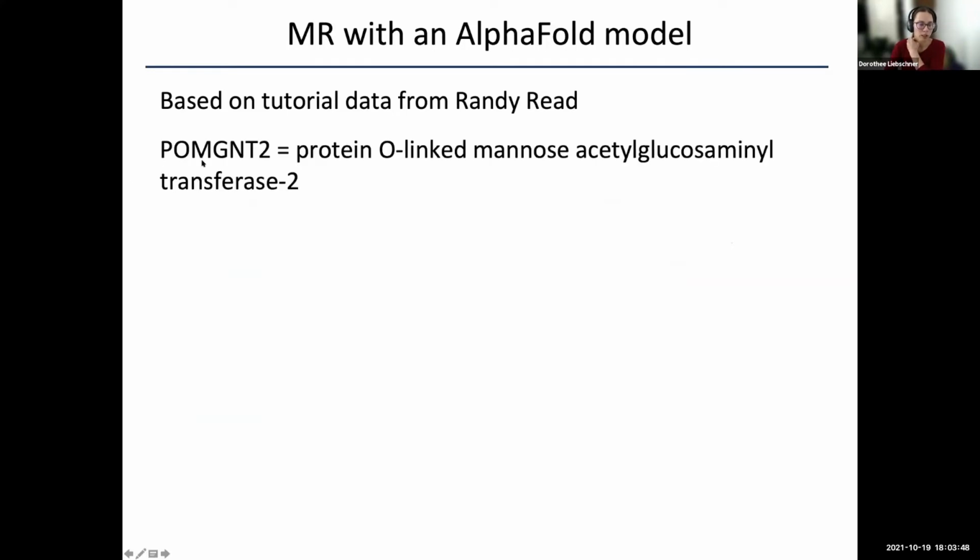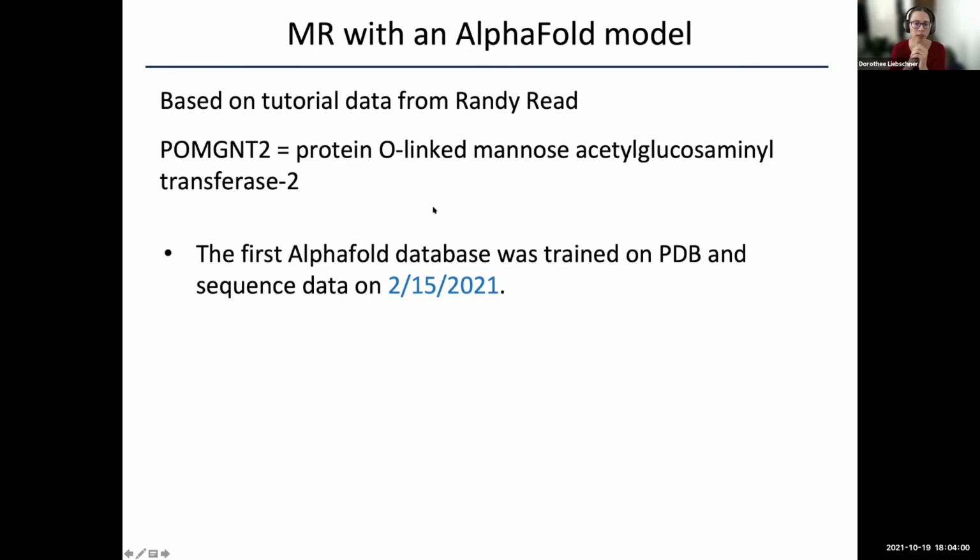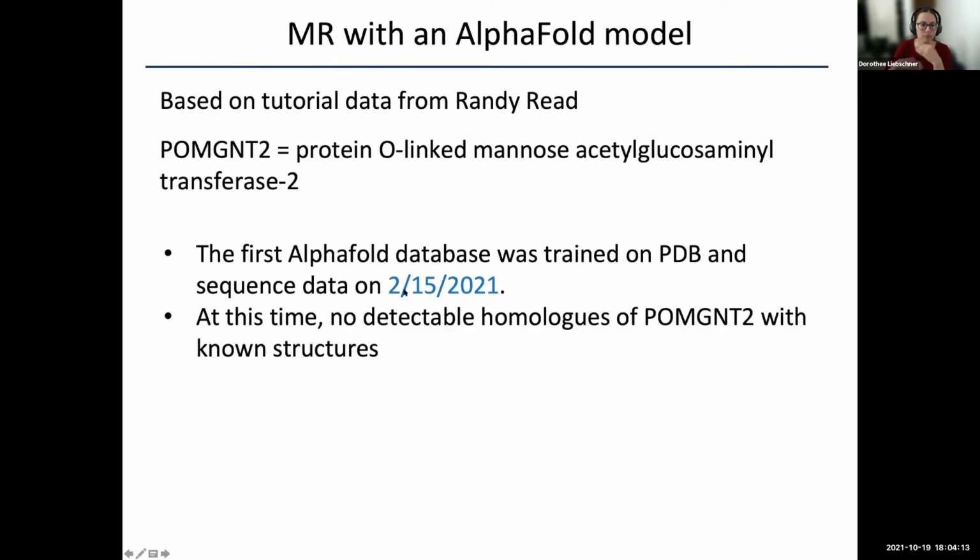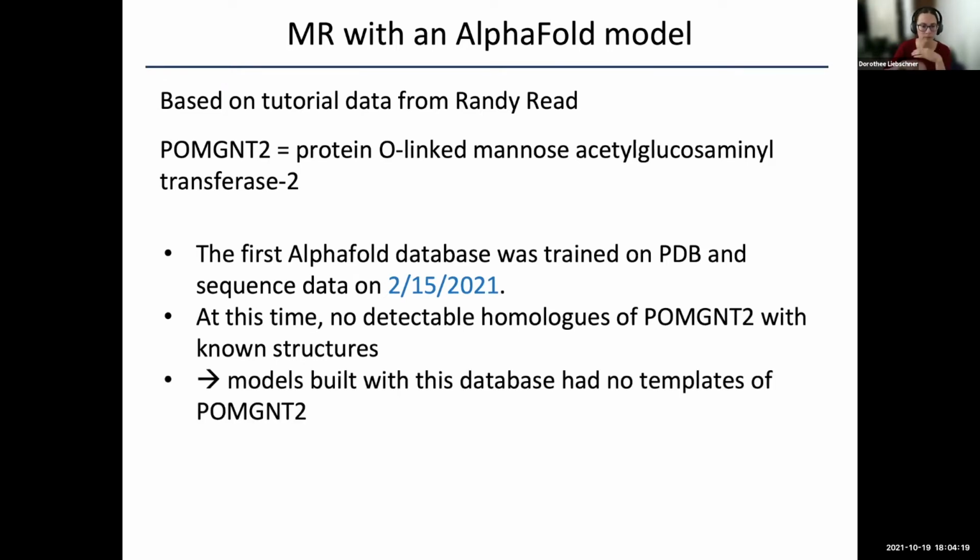So the protein in question is called POMGNT2. And here you can see what it stands for, protein O-linked mannose, and so on. The first AlphaFold database was trained on the Protein Data Bank, so trained on all those models that were available in the PDB in February this year. And at this time, there were no homologs of POMGNT2. That means that models built with this database had no templates. So this is an example of molecular replacement for a case where there are no templates for a particular structure.